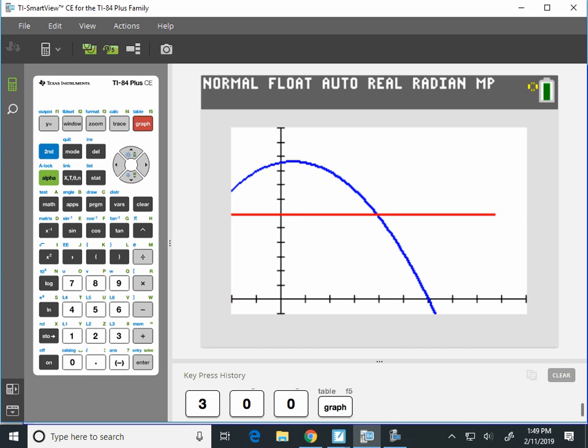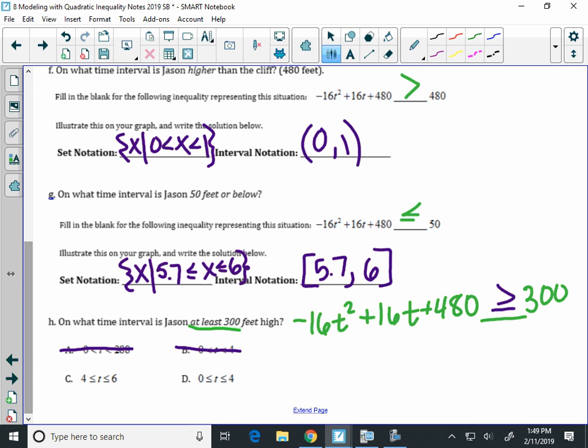Now when I look at my graph, when I'm looking for at least 300, am I looking above or below that line? Above. So do you think that interval is from 4 to 6 seconds or 0 to 4 seconds? 0 to 4. I don't even have to trace it because 4 to 6 seconds would be this bottom half here. So we know that the answer has to be D.